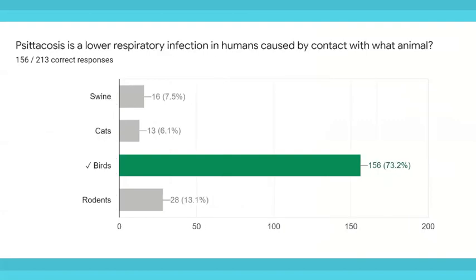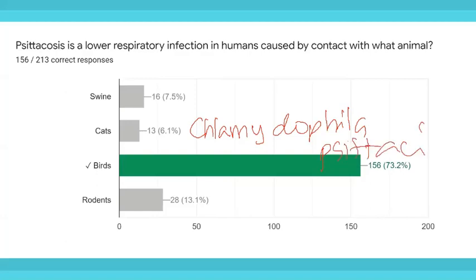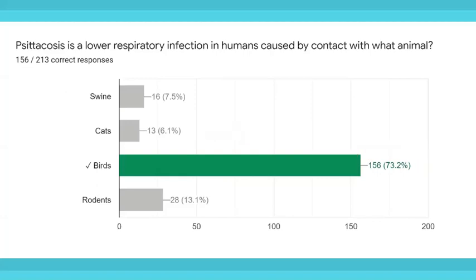Psittacosis is a lower respiratory tract infection in humans caused by contact with what animal? So this would be birds. The causative agent of psittacosis would be Chlamydophila psittaci, which is transmitted by birds. Psittacosis is also known as parrot fever or ornithosis.